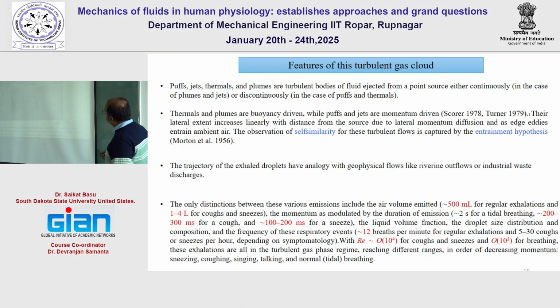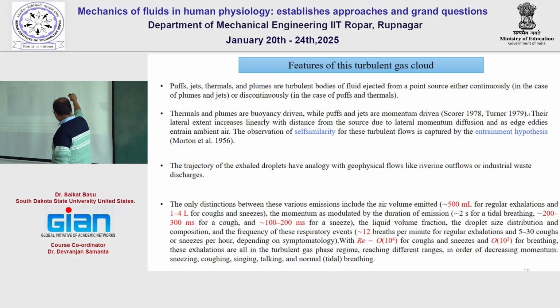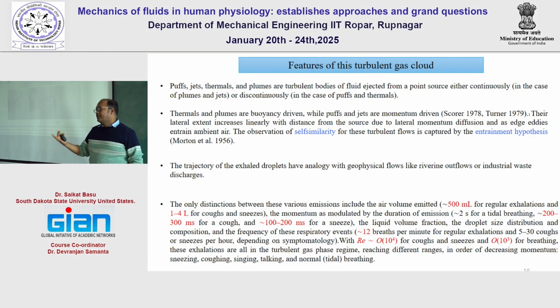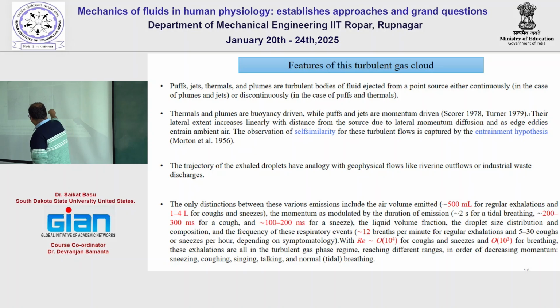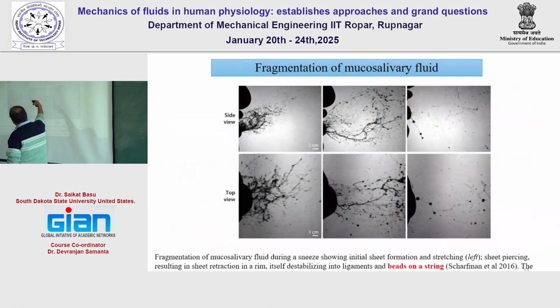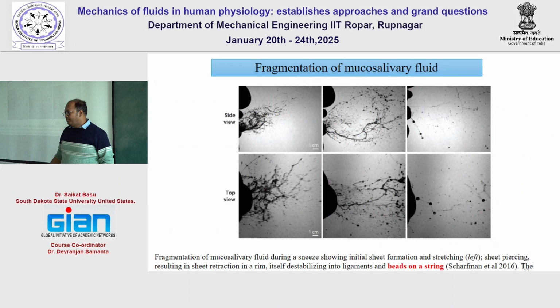features. Now, what is the fragmentation of mucosalivary fluid? Sometimes we know that our cough contains mucus. Once it is released from our mouth, how does it break down? Mucus contains mucin, some sort of biopolymers, proteins, salts, and due to the presence of these biopolymers, it is viscoelastic in nature. So the fragmentation is also important.